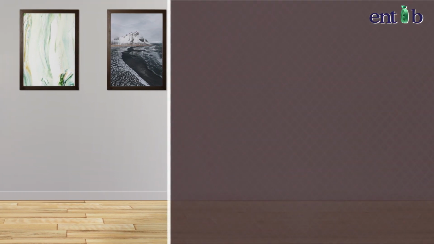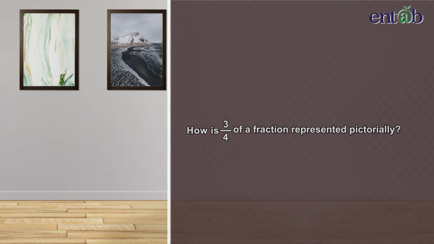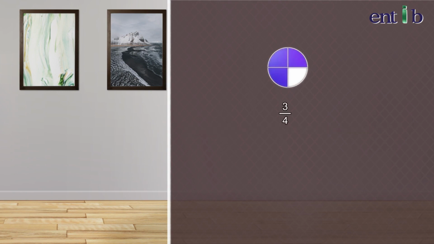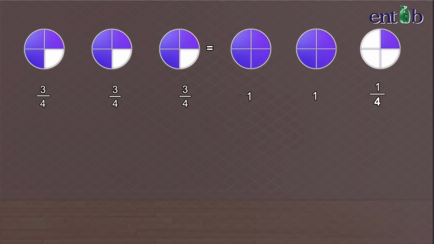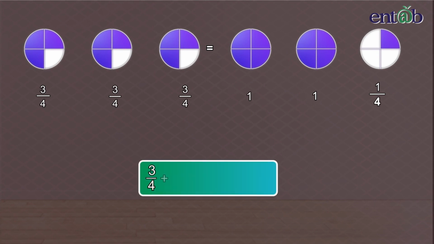Now, let us understand how fractions are multiplied using pictorial models. Say, for instance, how is 3/4 of a fraction represented pictorially? Well, 3/4 of a fraction is represented as shown here. Let's say I want to multiply 3 and 3/4 using pictorial models. It looks something like this. Did you observe that the pictorial representation can be written mathematically as 3/4 plus 3/4 plus 3/4 is equal to 9/4, which is equal to 2 1/4?